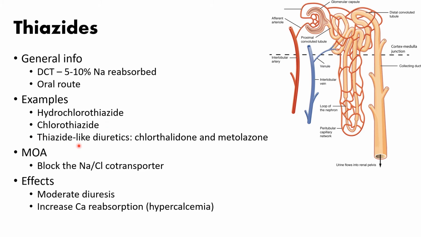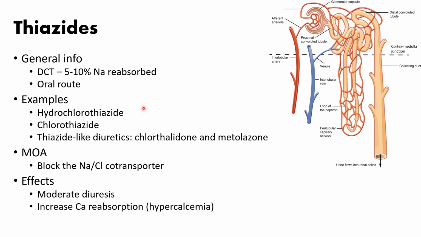And we have our thiazide-like diuretics. Examples include chlorthalidone and metolazone. Chlorthalidone is longer acting than hydrochlorothiazide. So, mechanism of action.